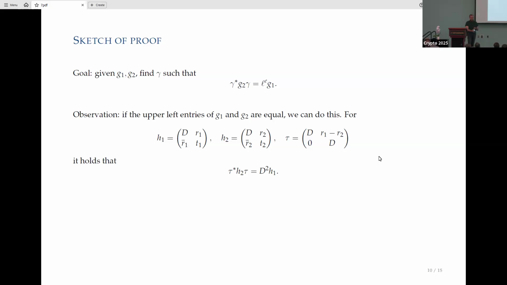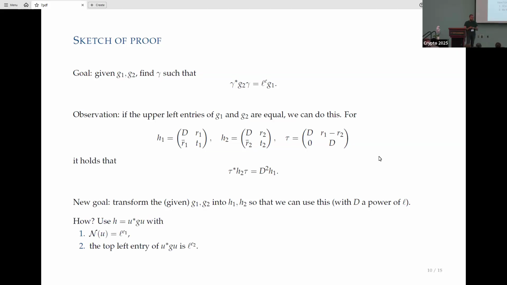But we do have a new goal to transform these G1 and these G2 into H1 and H2 so that we can actually apply this tau, if you wish. And then we'll just say, oh, this D needs to be a power of L because that's what we're actually after. Okay, how will we do this?